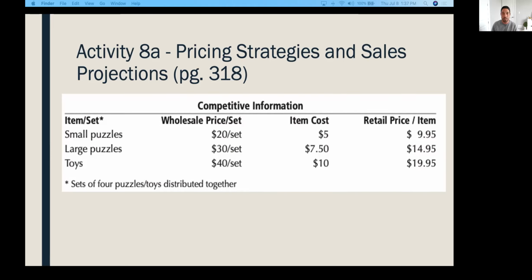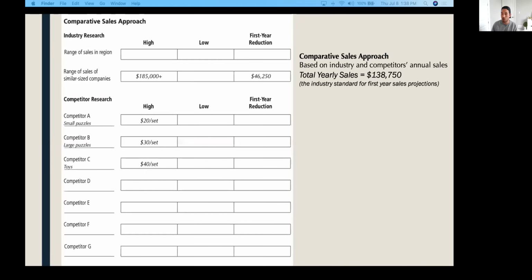So here we see that the competitors are selling what I said before. So 20 for a small puzzle, 30 for a large, and 40 for a toy, okay? And the costs and retails of those items. So what do we do? We take that information, we plug it in here.